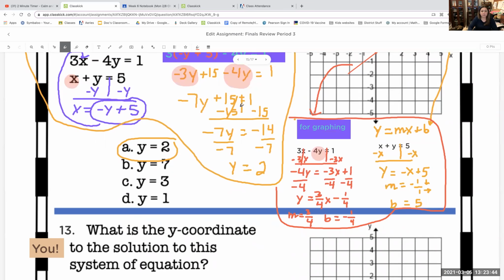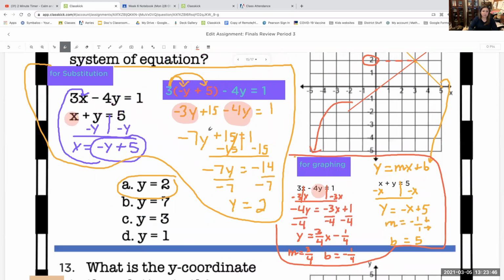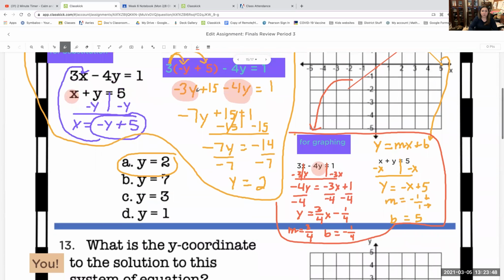But if you like substitution, you guys could do it this way. So you have two different ways that you guys can do it. I'll give you guys like 5 minutes to try them. If there's any part that you're still a little confused on, let me know.